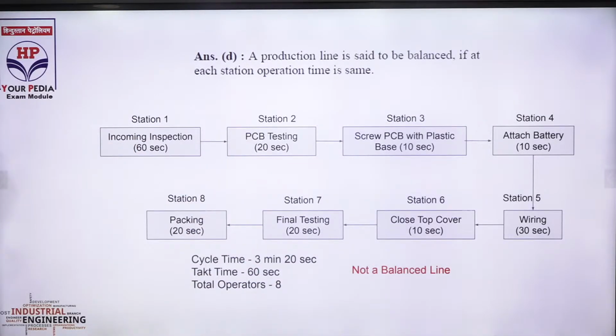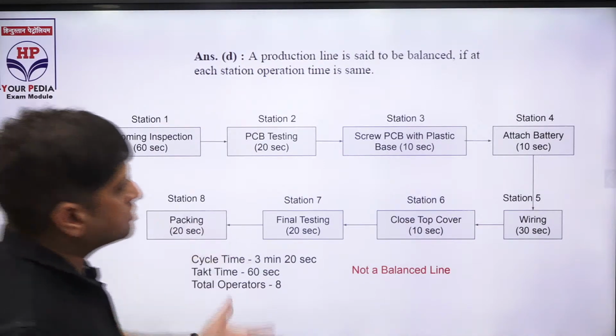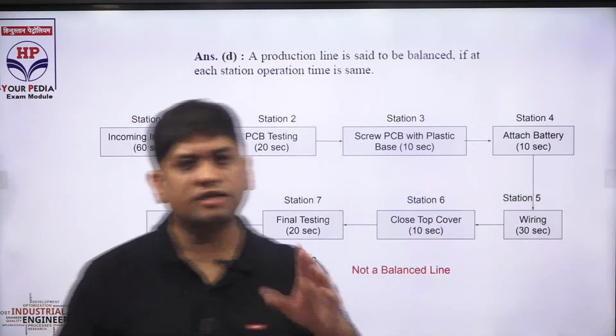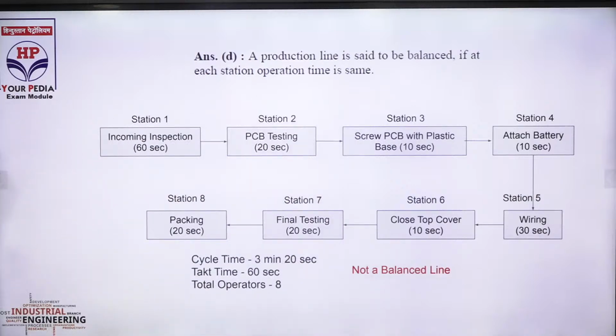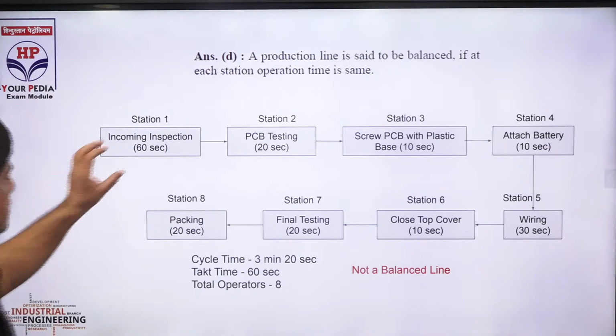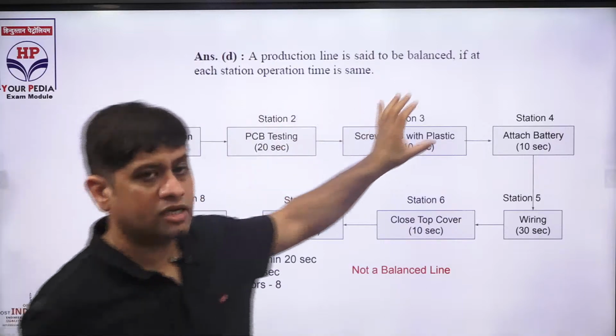Tell me, does this look balanced or not? There are 8 stations. At one station 60 seconds, another station 20 seconds, then 10 seconds, then 30 seconds. It is not a balanced line. So this particular production line is not a balanced line. It is balanced if it is 30 seconds, 30 seconds, 30 seconds, 30 seconds.